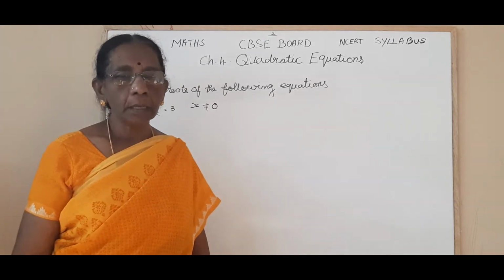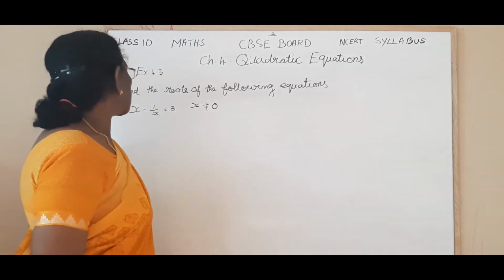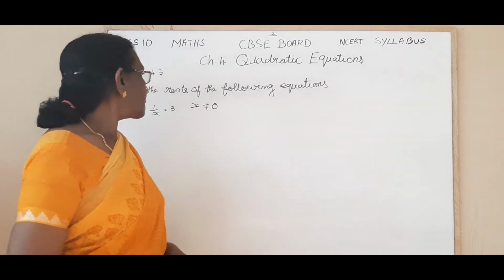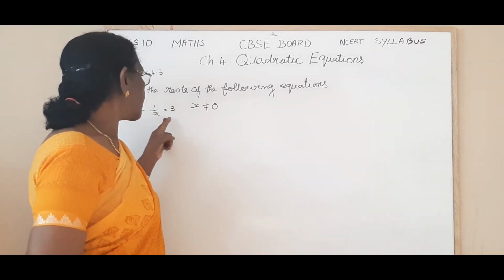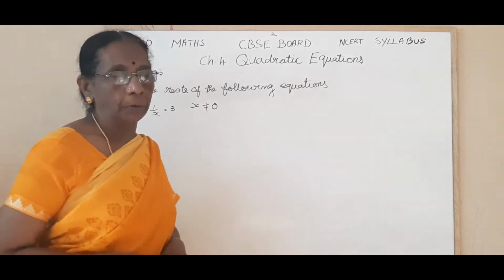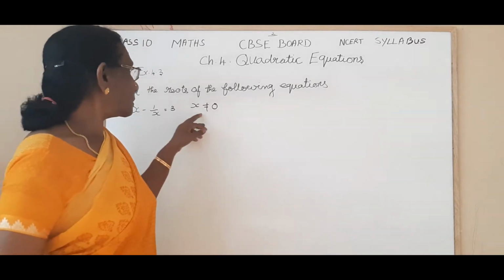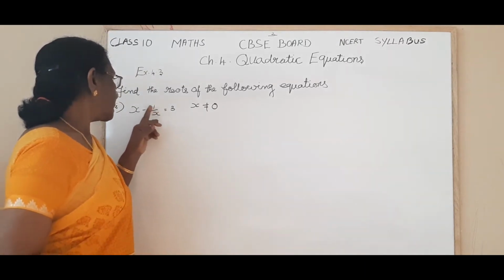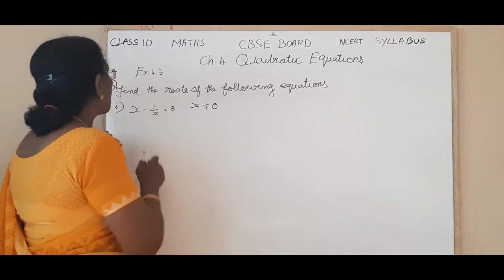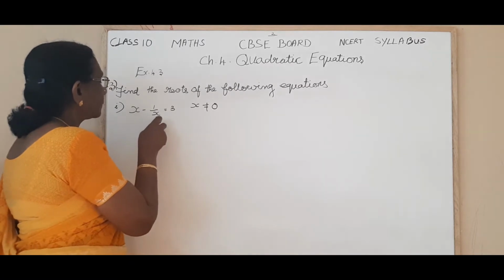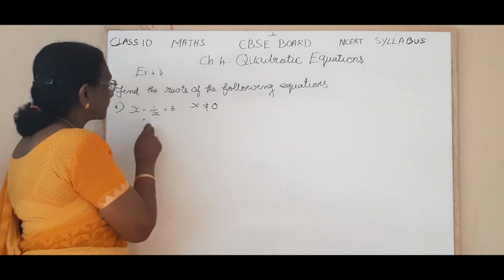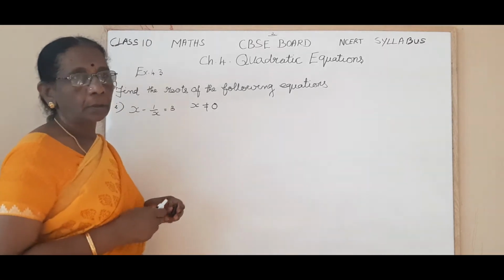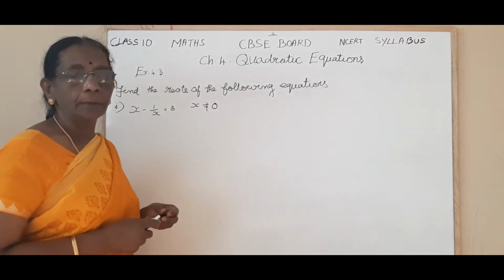Today we are going to continue quadratic equations. Exercise 4.3, sum number 3. Find the roots of the following equations. That is x minus 1 by x is equal to 3, and x is not equal to 0. Why is this condition given? If x is equal to 0, then this term will become 0, so as a result x is equal to 3. So it is not a quadratic equation. That's why this condition is given.